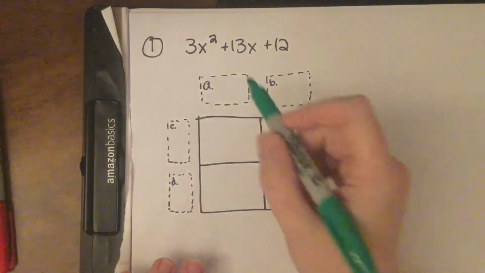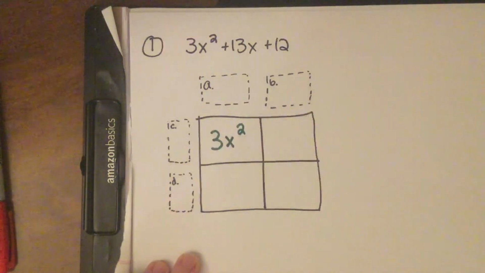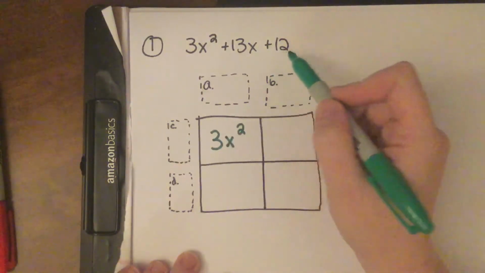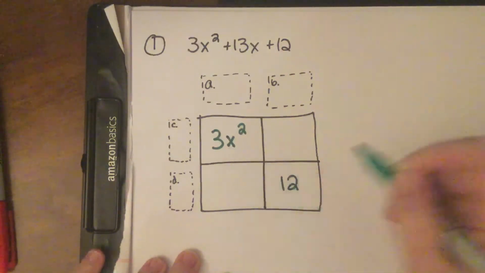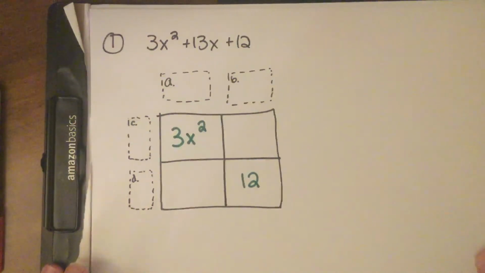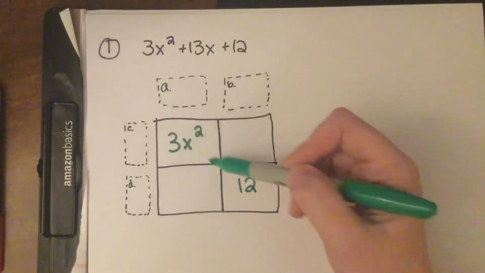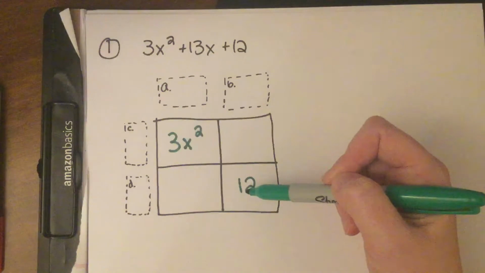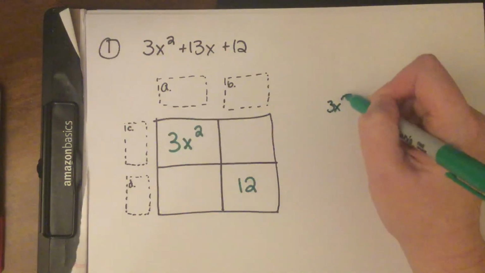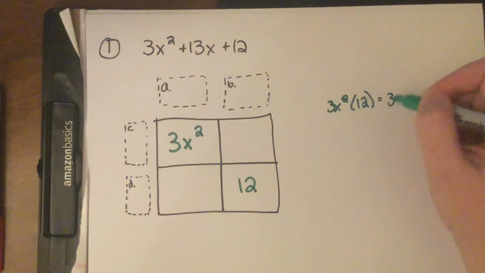The first thing you want to do is take whatever your x squared term is and write it right here. And then you take whatever your constant term is and write it down here. So far, hopefully vaguely familiar from what we've done in class using that same kind of model. Now what's different, and if you're following along on your steps, this is step 2: we have to multiply these 2 things together. So I'm going to do 3x squared times 12, and that's going to give me 36x squared.